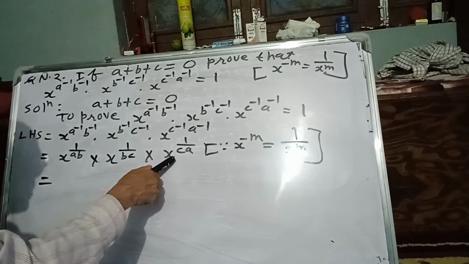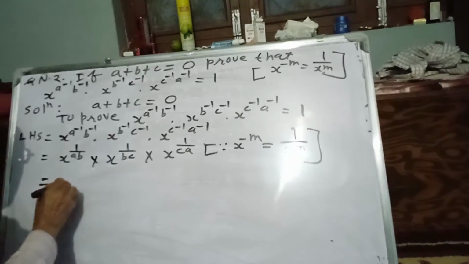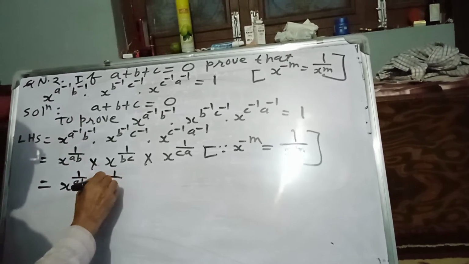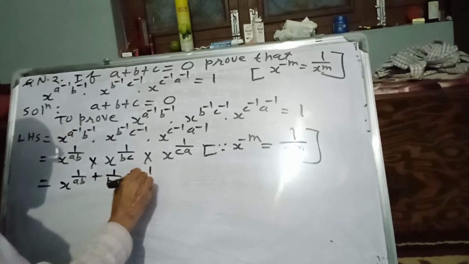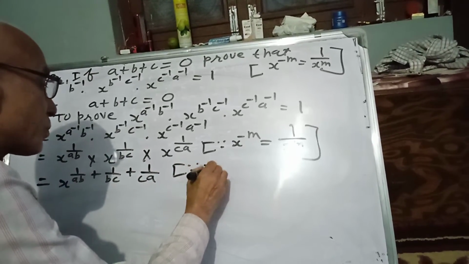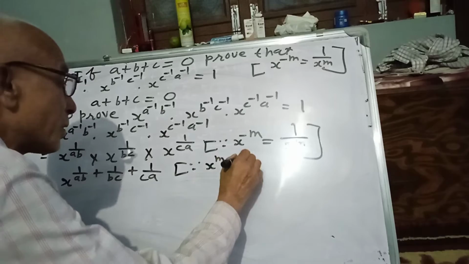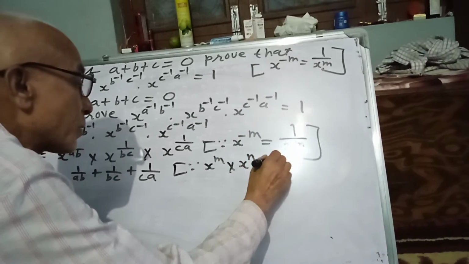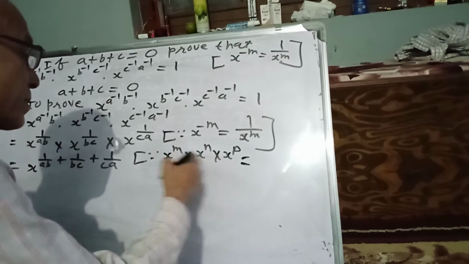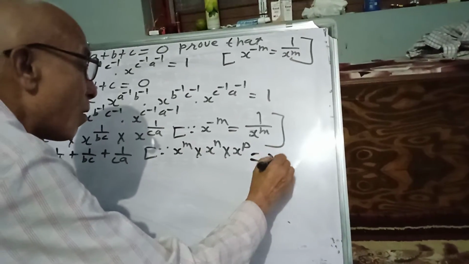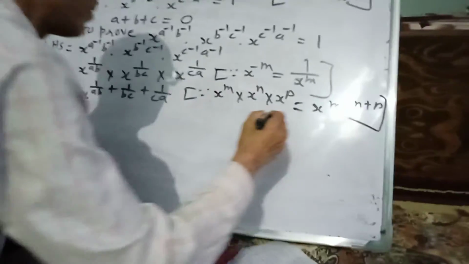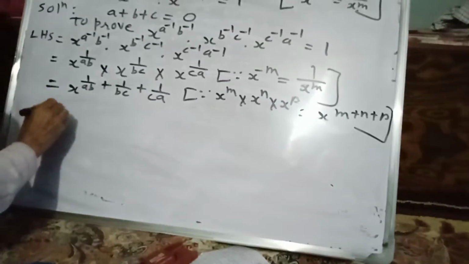x common base: x to the power 1 by ab plus 1 by bc plus 1 by ca. Reason: because x to the power m into x to the power n into x to the power p, the base is the same and the powers are different, so all the powers are added. Now take the LCM.